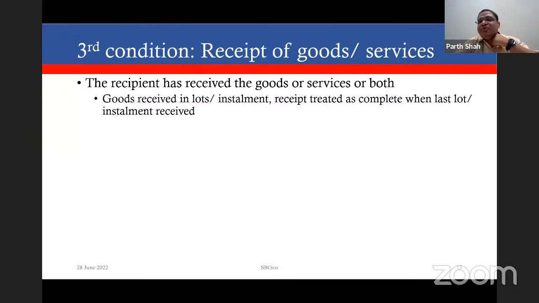Therefore, we have to also ensure that the goods or services are received. Now, how do we track it? So far as goods are concerned, I would suggest that we have proper documentation relating to actual movement of goods from the place of the supplier to our place.